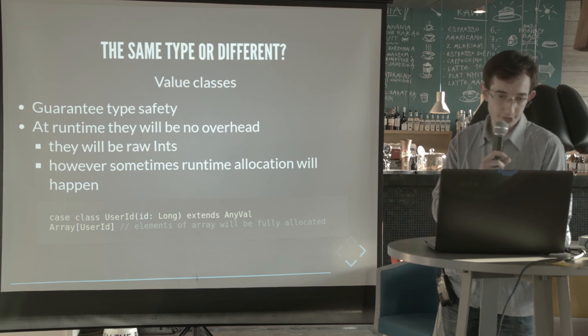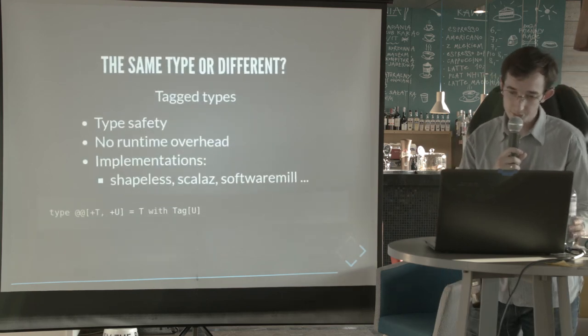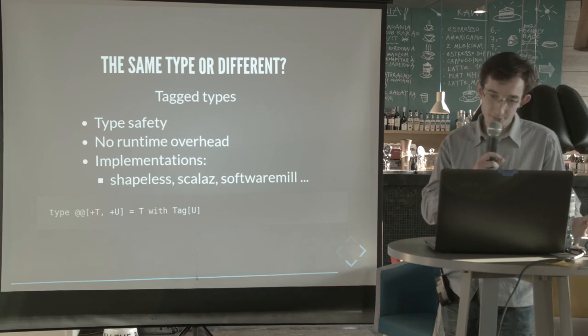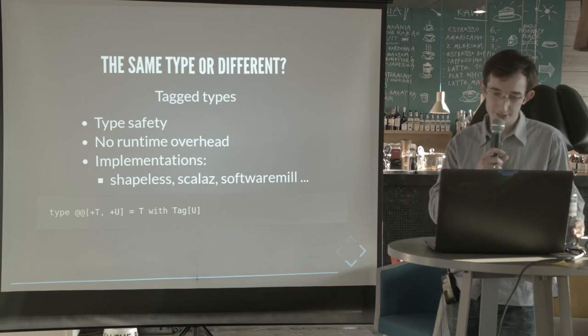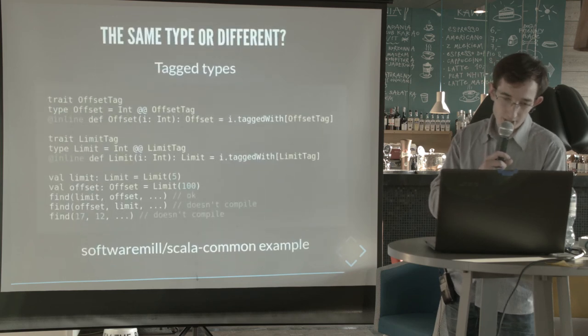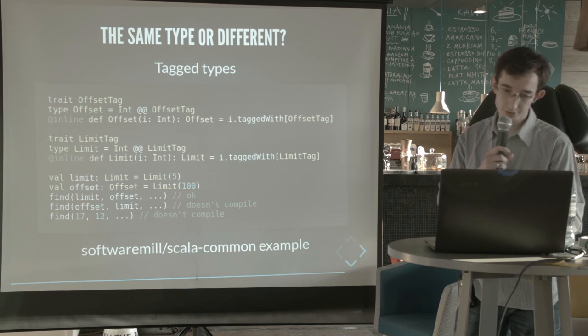Can we get rid of runtime overhead in all cases, meanwhile preserving type safety? The answer is yes, thanks to tagged types. Tagged types are simply types with a tag. Just have a look. There are several implementations of tagged types in Scala: Shapeless, Scalaz, SoftwareMill. On the slide, you can see the one from SoftwareMill. As you can guess, errors with passing an incorrect type are caught by the compiler, and there is no runtime overhead when tagged types are used as sequence elements. Similar to value classes, they also improve the readability of code. It's easier to reason about a set of user ID instead of a set of long, for example.